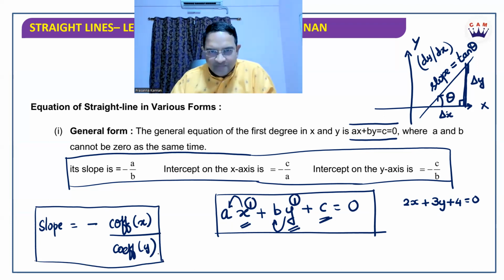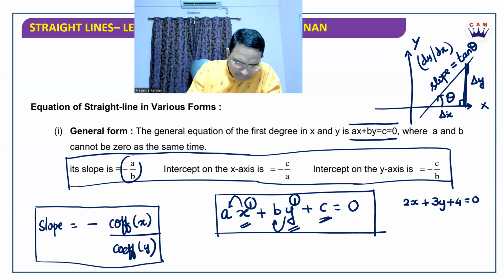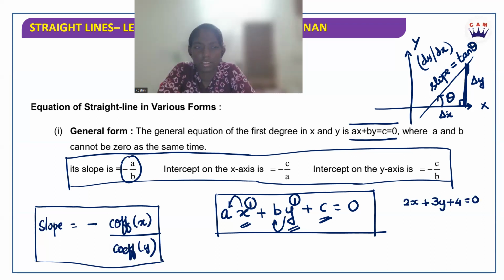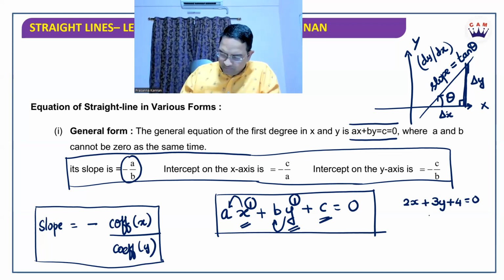The formula is in front of you. It is clear. If I have the equation ax plus b, the slope is minus 2 by 3. Very good, yes, Roshni, minus 2 by 3.